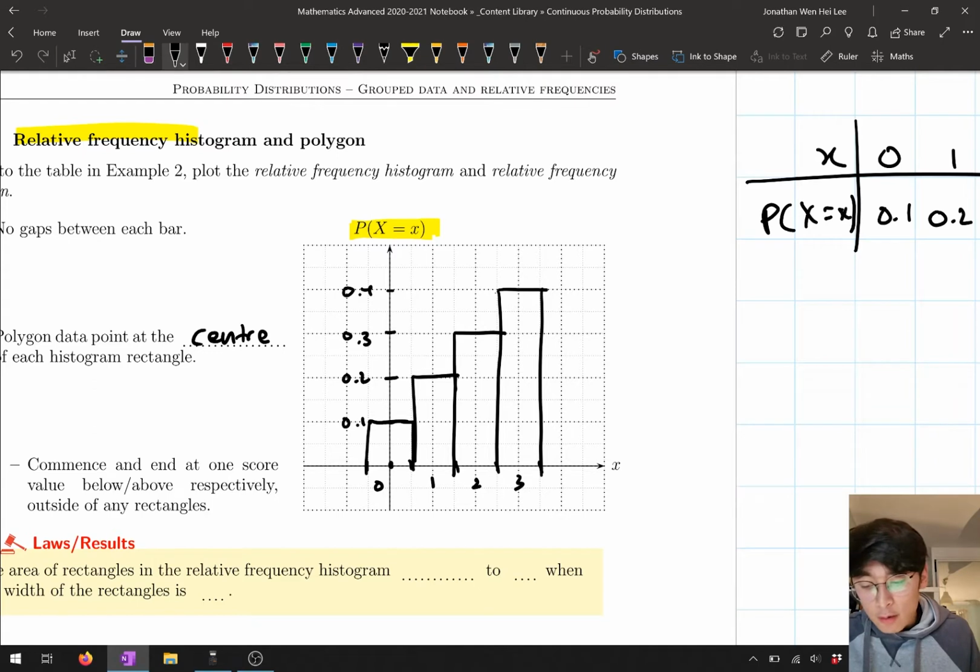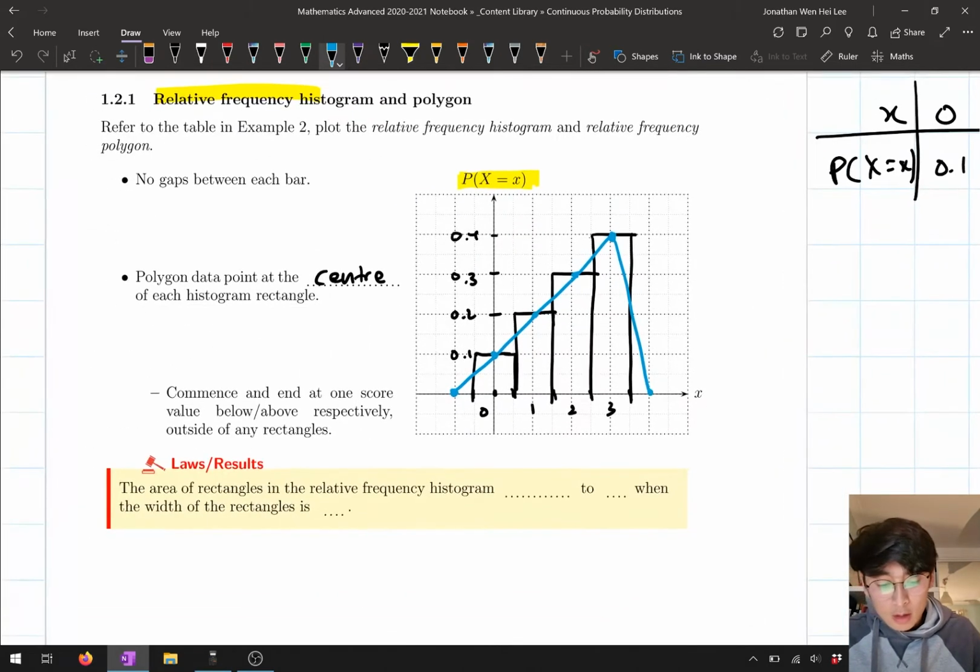Then for our polygon, we start one whole score over to the left, connect all the centers of our rectangles, and then go to the endpoint there. It's going to look something like this. And that is what our relative frequency histogram and polygon look like.